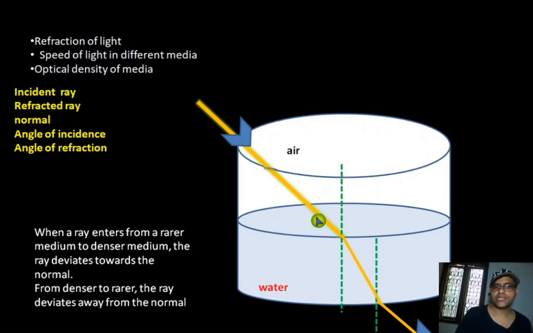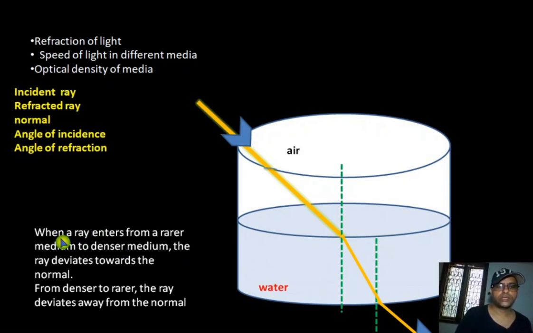And angle of incidence: the angle between incident ray and the normal is called angle of incidence. And angle of refraction: the angle between refracted ray and the normal is called angle of refraction. So this is the incident ray and this is the refracted ray, and this is the normal, and this is the angle of incidence, and this is the angle of refraction.